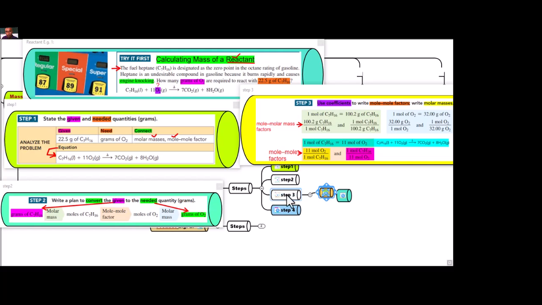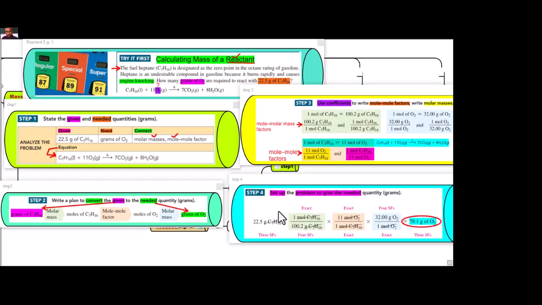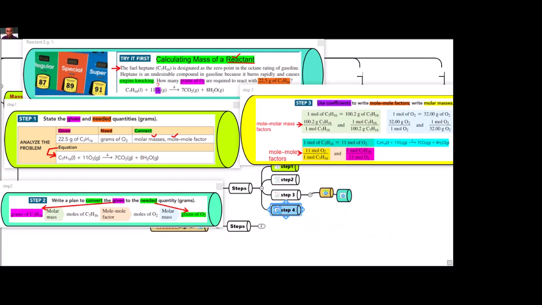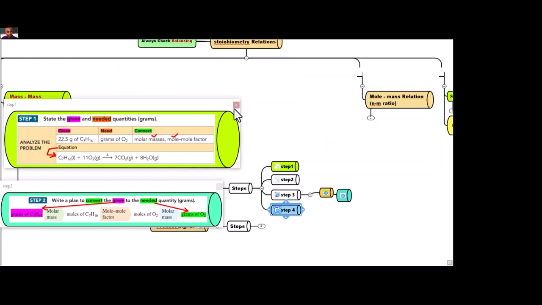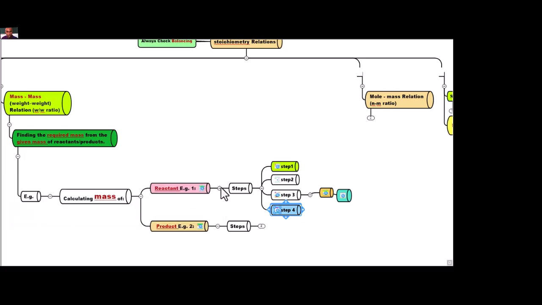And finally, in step 4, we set up the problem to give the needed quantity. So 22.5 gram of heptane times the mole factor will give us 79.1 gram of oxygen. This is one way of calculating the mass of the reactants from the given mass. Another is calculating the mass of the product from the given one.